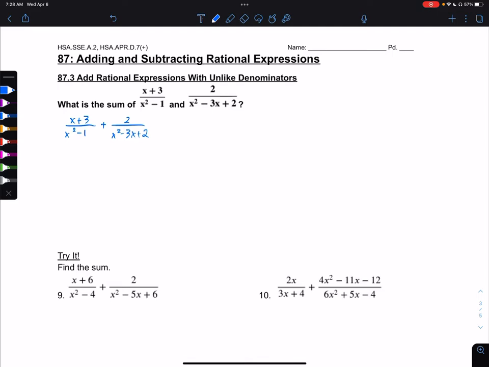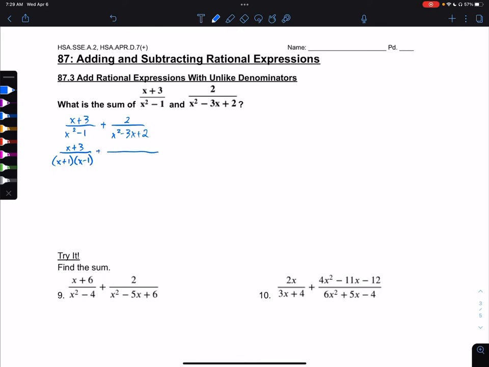All right, so to add rational expressions, we need a LCM or like denominator, least common multiple. And to do that, we're going to need to factor the denominator of each expression. So the first rational expression, we have x + 3. The denominator is the difference of squares, so that would factor into (x + 1)(x − 1).